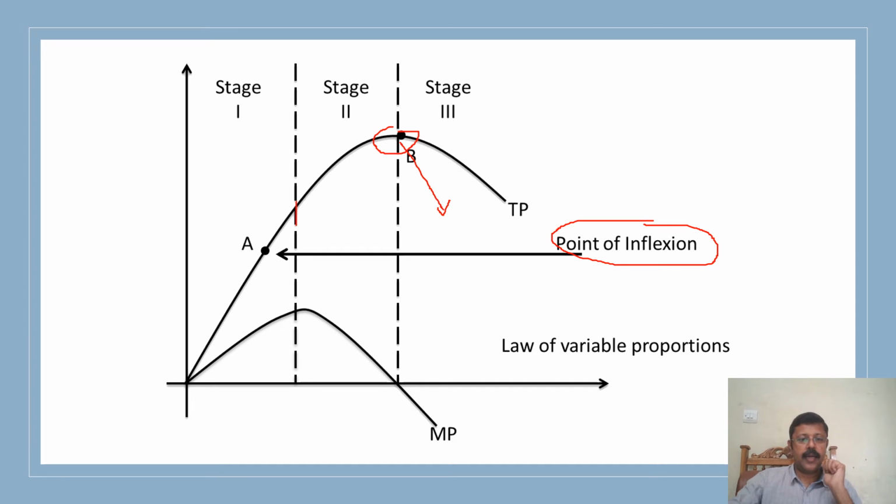So normally the graph may not look exactly like this. It may go like this, and there will be a small bend here, right? This particular bend which happens here is called the point of inflection. At the point of inflection, the output increases at a diminishing rate. So point of inflection means the point where the output increases at a diminishing rate.